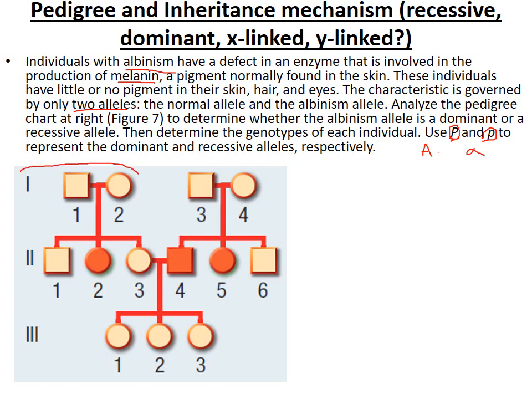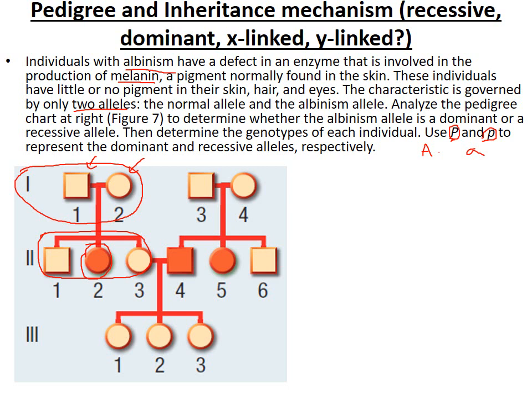So here we have parents that are not affected by albinism, and then here we have their kids. And you'll notice that if we look at their kids, we have only one of the kids that's affected by albinism, and the rest are not affected. But this is our key indicator over here. We have parents who are not affected, and then all of a sudden the condition appears. So what that means is that this was hidden in the parents, but it wasn't expressed in the parents.